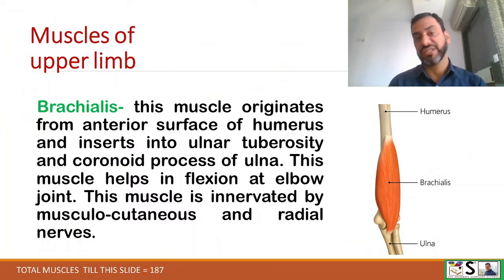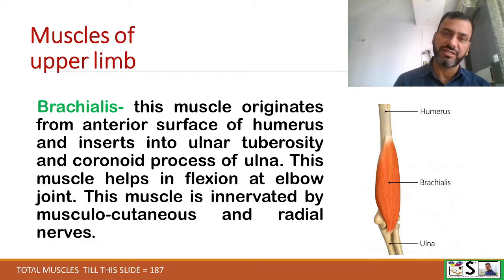Next one is brachialis. This muscle originates from the anterior surface of the humerus and inserts into the ulnar tuberosity and coronoid process of the ulna. This muscle helps in flexion at elbow joint. This muscle is innervated by musculocutaneous and radial nerves.